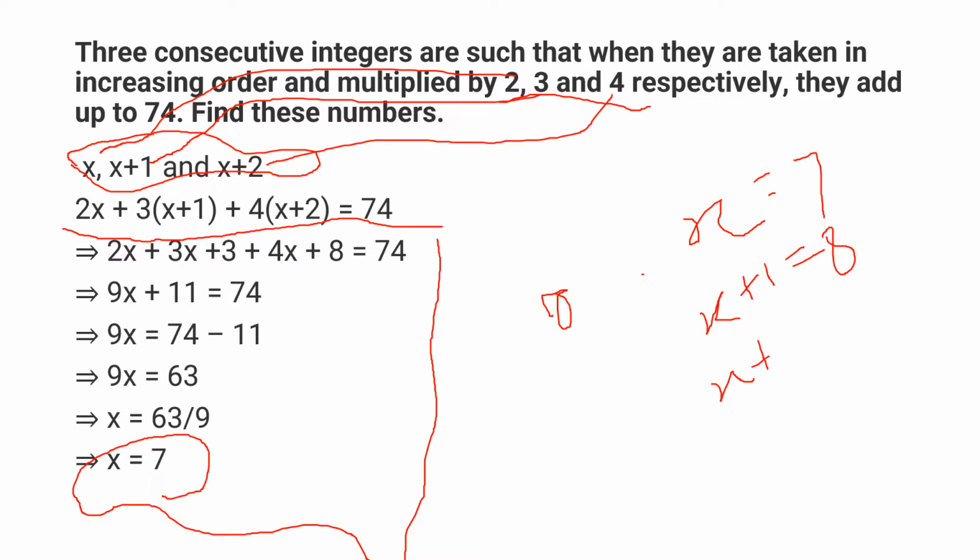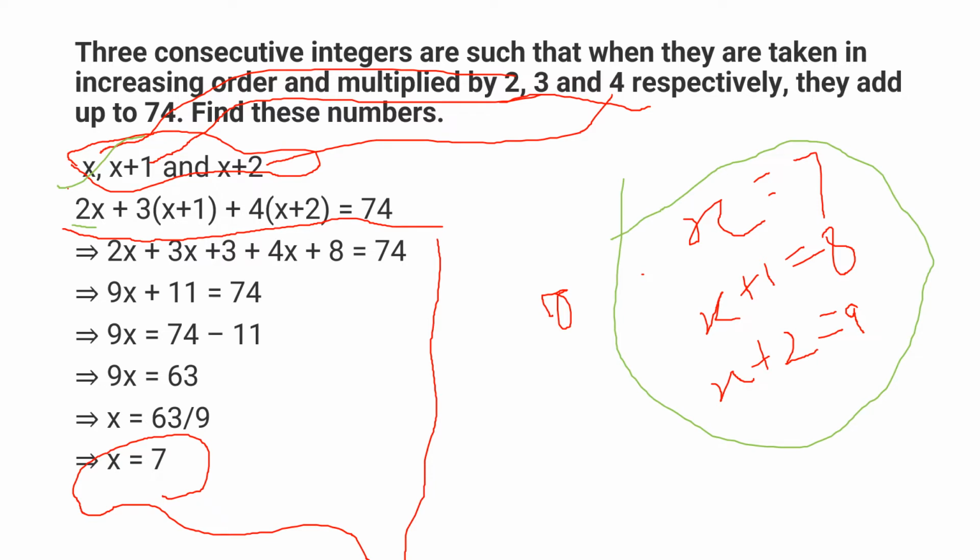These are the original numbers. Why am I explaining this again? Because some students commit an error. The error is that you find out the values of 2x, 3 times x plus 1 like that, but we are not supposed to calculate these. The original numbers were x, x plus 1 and x plus 2, so we have to calculate the final numbers as x, x plus 1 and x plus 2 only.